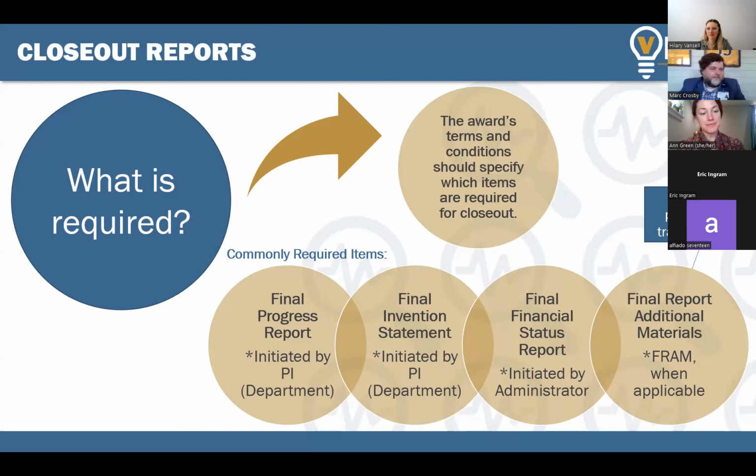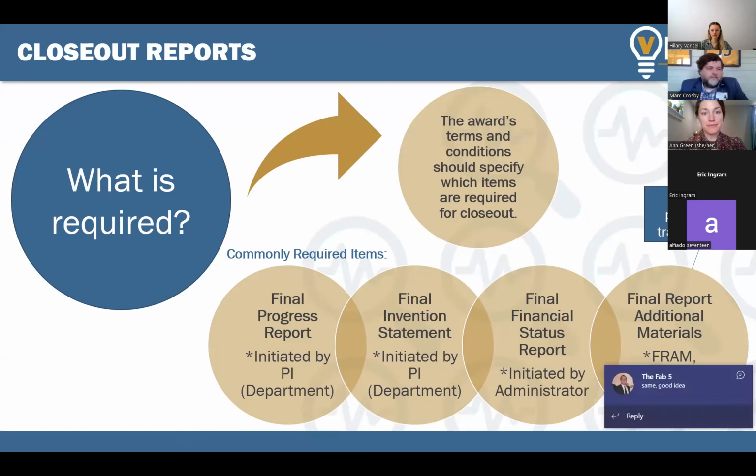All right, so this slide is talking about, we really honed in on the financial report, but keep in mind that depending on the terms and conditions of the grant contract, there may be other reports required. Some of those commonly required reports is a progress report. So that's really more of a scientific narrative. The sponsor wants to know what was done, what was accomplished, were the aims met for that grant or contract.